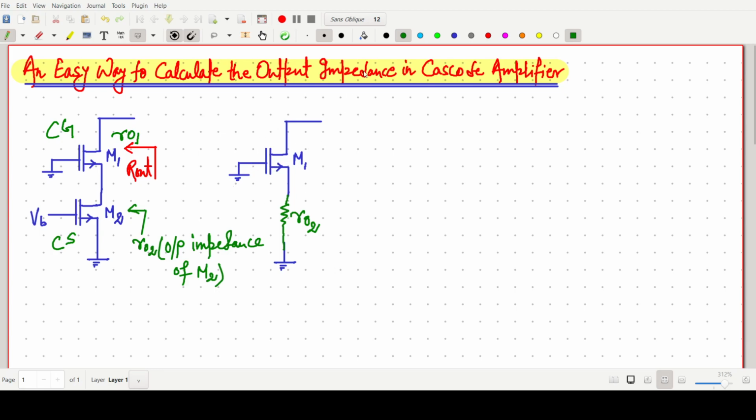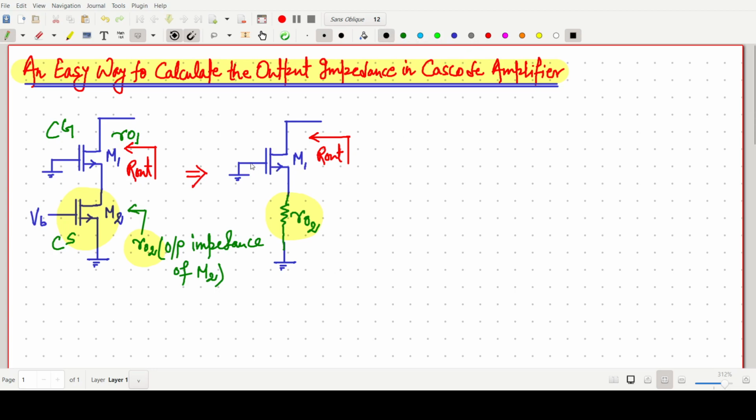So we have to find the output impedance R output. Actually, we just want to replace this cascode amplifier with a single transistor and a degeneration resistance. Clear? So instead of this transistor, we are just replacing it with an output resistance r02. So now we have to find R output in this case. How to find R output in this case?